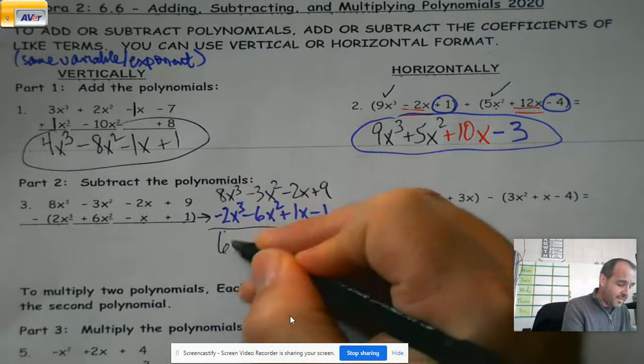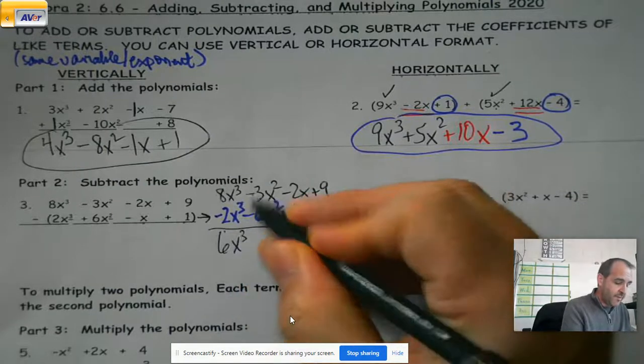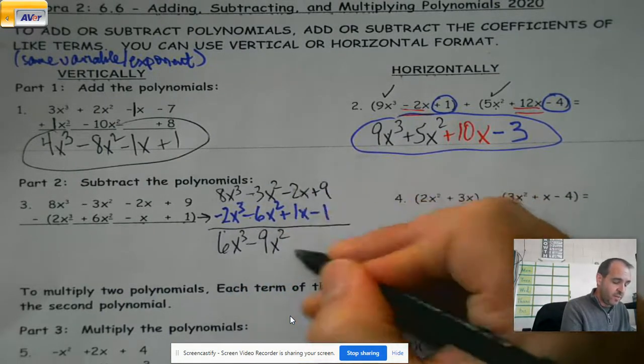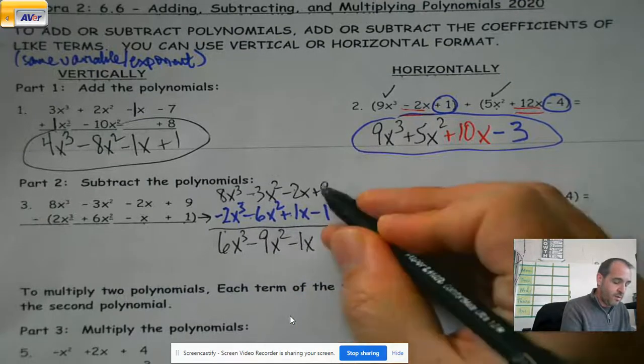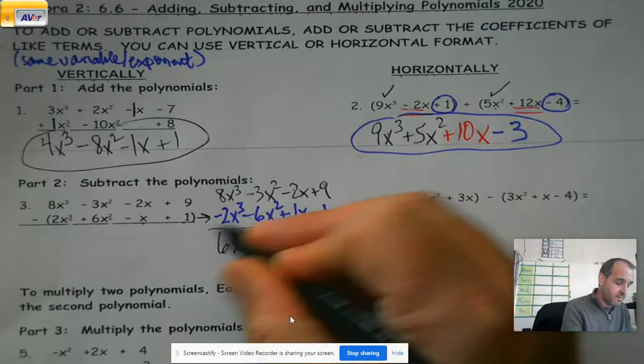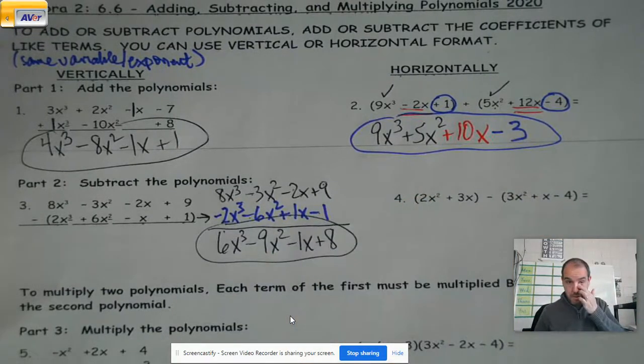8 minus 2 is 6. Negative 3 and negative 6 is negative 9. Negative 2 plus 1 is negative 1. 9 minus 1, excuse me, is 8. And I'm set. Okay. A little more work doing it that way, but I think it's worth it to make sure we're keeping things straight.